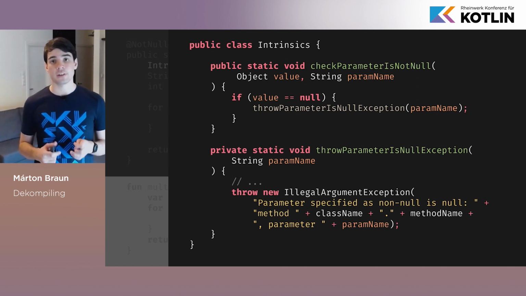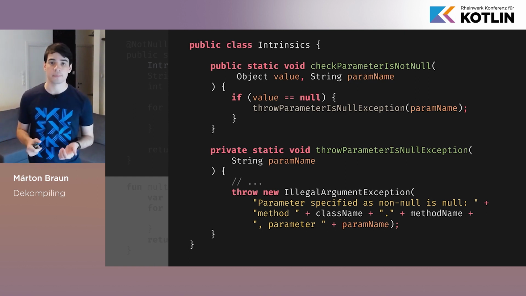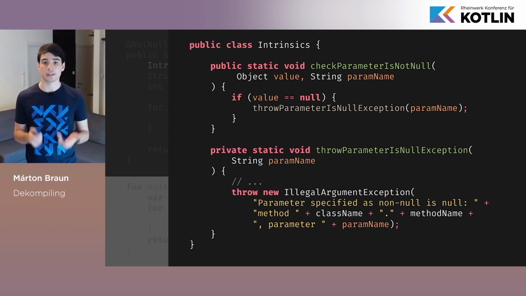And it gives you a very, very nicely formatted exception message, which tells you exactly what failed and how. So it's going to tell you that there was a problem with a parameter being null when it shouldn't have been, and it's going to tell you the exact class, the method, and the name of the parameter that was problematic.